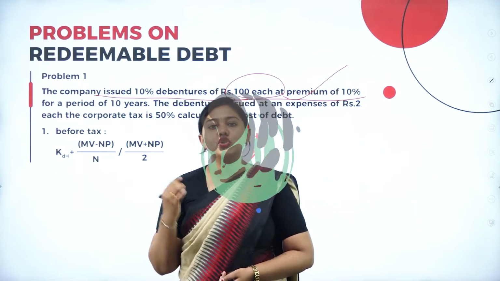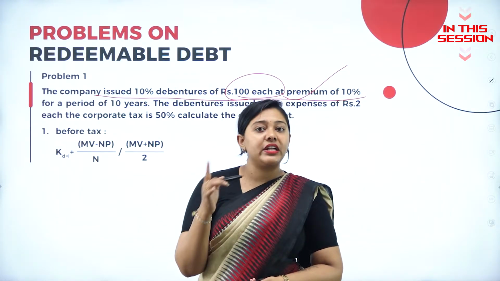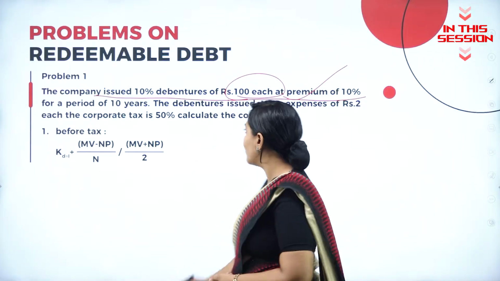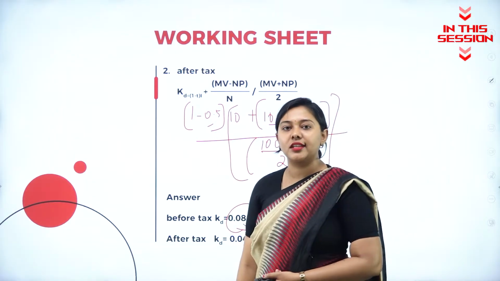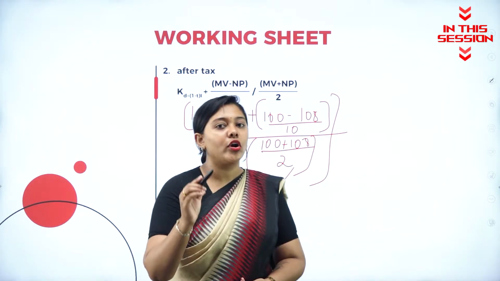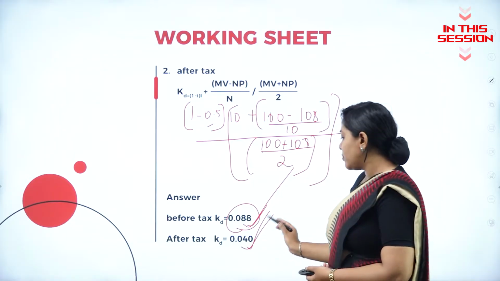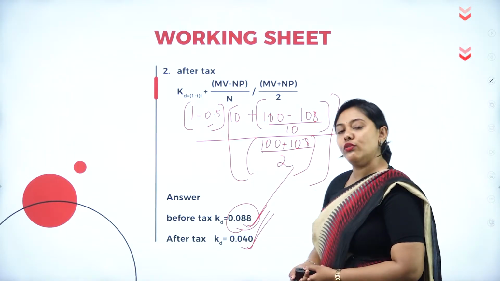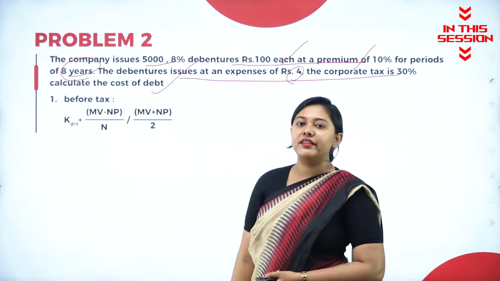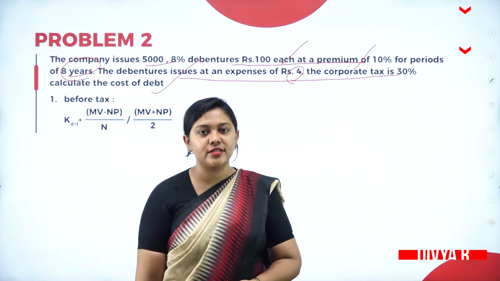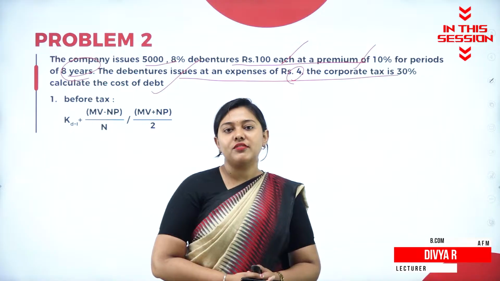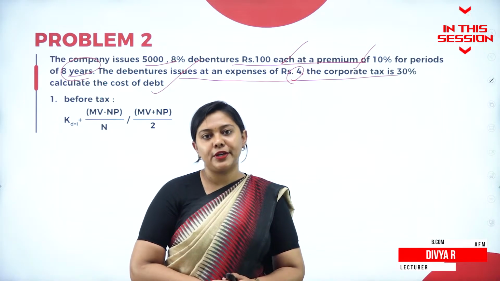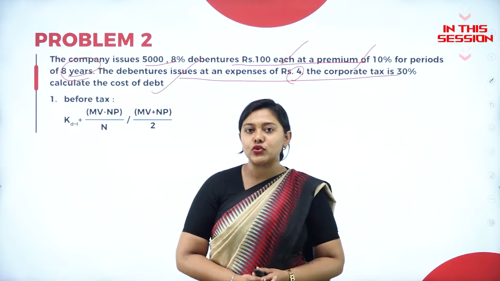The company has issued at a premium, not at a par. So net proceeds will be how much? Net proceeds will be 110. If you multiply with the tax rate at 0.5, what will be the answer? The after tax cost of debt will be 0.040. Interest plus maturity value minus net proceeds divided by n, whole divided by maturity value plus net proceeds divided by 2. So this is the formula for cost of debt.